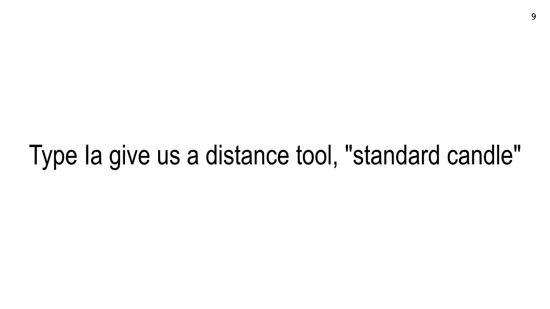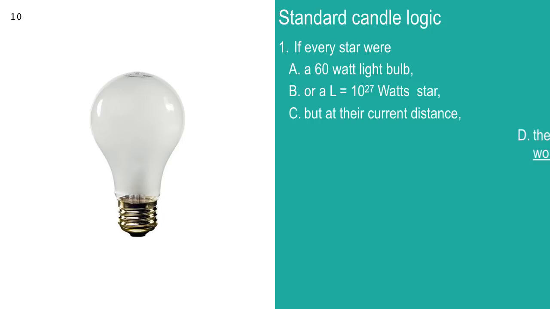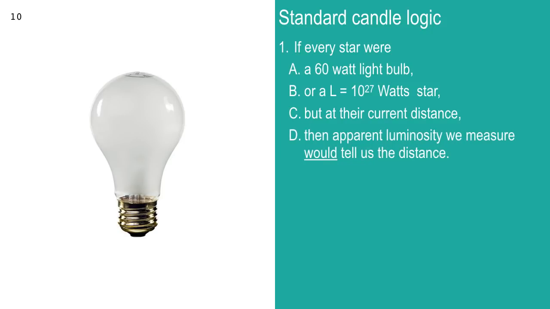All right, now let me go through the logic of that with you. If every star were a 60-watt bulb, then its apparent luminosity here on Earth would tell us its distance. Or if every star was 10 to the 27 watts, slightly more watts. I mean, if they were all the same, and you went around and replaced every star with a 60-watt bulb or a 10 to the 27-watt star, then whatever luminosity you measure on Earth, that would be an apparent luminosity, would correlate directly to the distance.